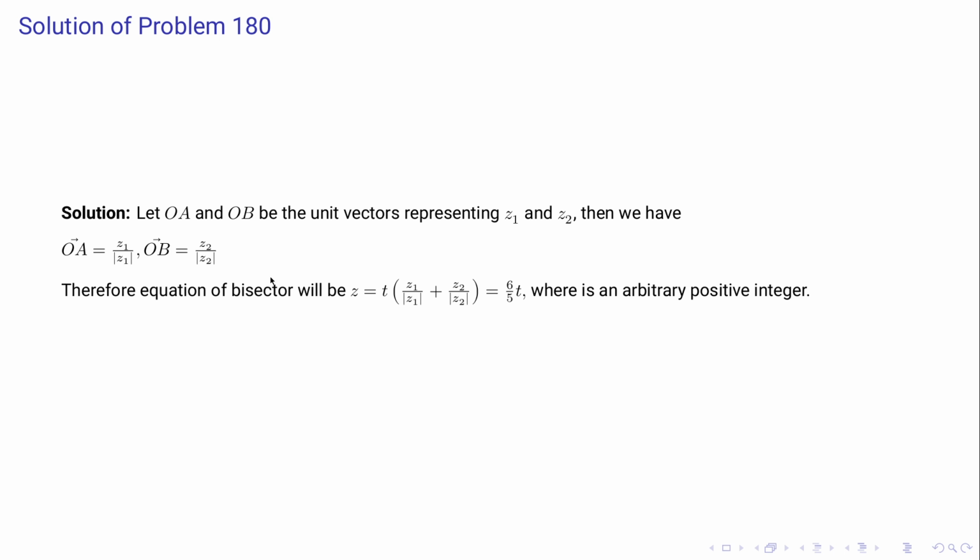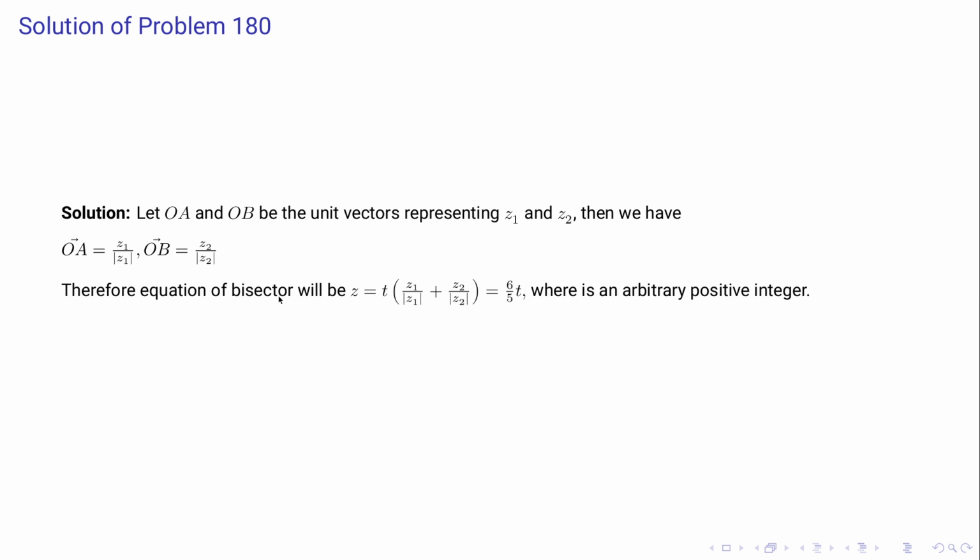So now the equation of the bisector, from vector algebra, we get as z prime, we can assume z prime is equal to z1 by mod z1 plus z2 by mod z2. So this would be the unit vector of the bisector, but to make that a general vector without being a unit vector, we have to multiply it with t, where t is some arbitrary positive number so that it can have any length. So that would be z is equal to t times (z1 by mod z1 plus z2 by mod z2), which is equal to 6 by 5 t. We get 6 by 5 on substitution of the values of z1, z2 and mod z1, mod z2.